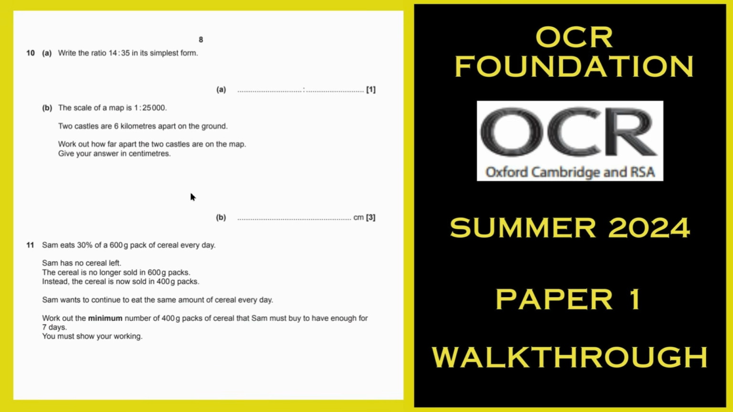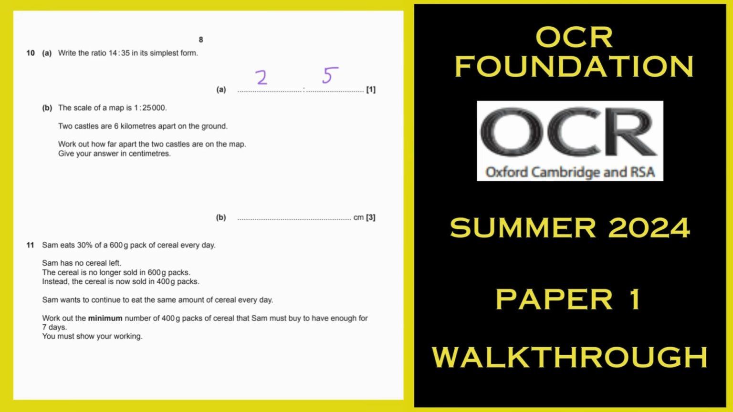Number 10, simplifying a ratio is the same skill as simplifying a fraction. Find a number they both divide by. Try and make it the largest possible. The only number these have got in common, other than 1, which you never do, is you divide them both by 7 to give us 2 on the left, 5 on the right.